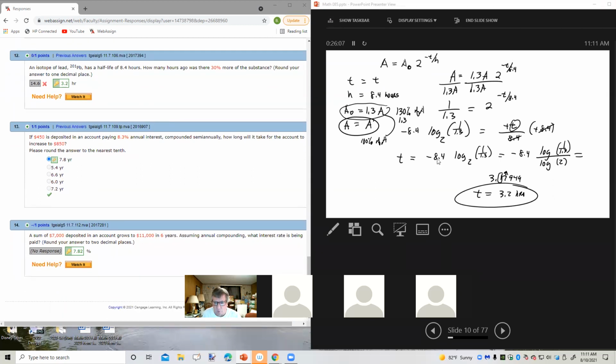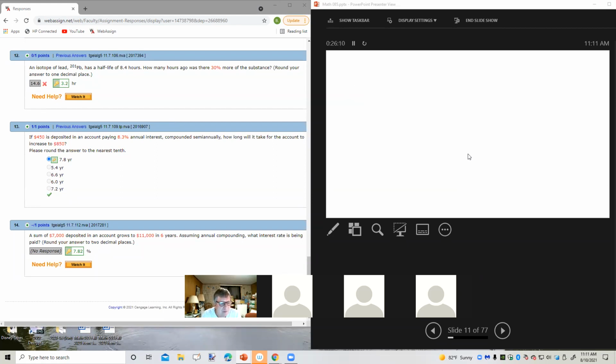Okay, let's take a look at number 14. A sum of $7,000 deposited in an account grows to $11,000 in 6 years. Assuming annual compounding, what interest rate is being paid? Round your answer to 2 decimal places. Okay, the key to this whole thing is right there. Annual compounding. In other words, it's not continuous. So we're going to use this formula: A equals P times 1 plus R over K to the KT power.